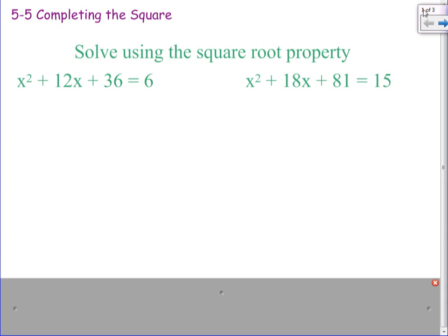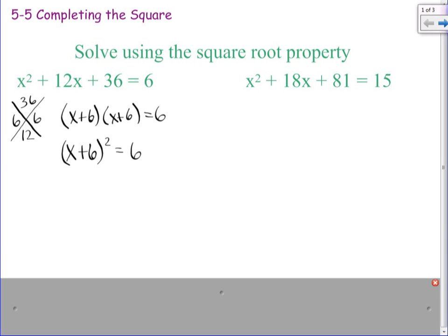So right over here on the left, we're going to factor this. We've got 36 and 12. What two numbers work? 6. 6 times 6 is 36, 6 plus 6 is 12. So if we wrote that, x plus 6 equals 6. Now how could we rewrite this left-hand side and have it still be the same? Yes, x plus 6 squared is equal to 6. So those are the same two equations.